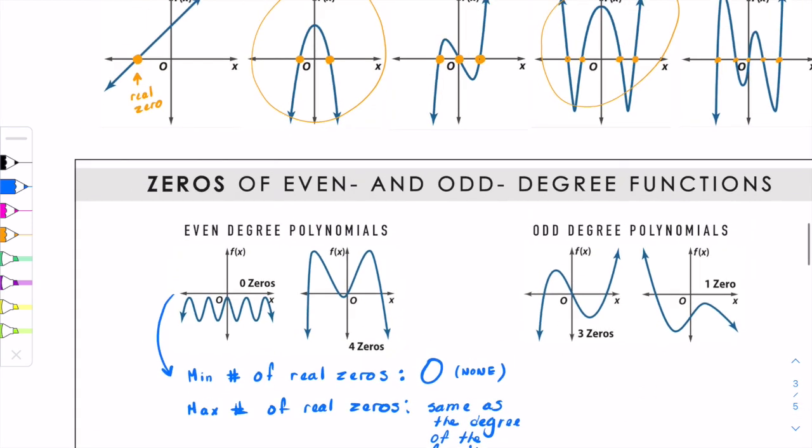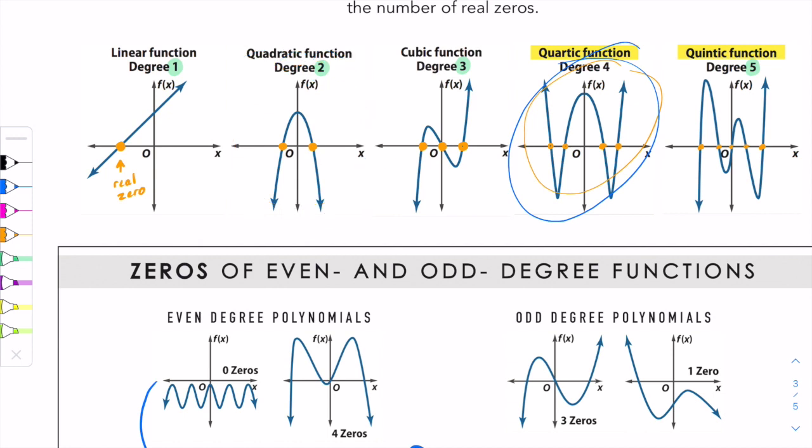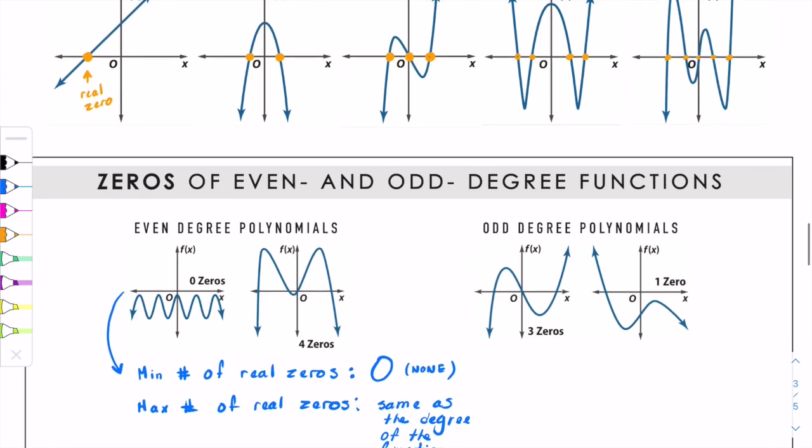For example, if we look at the two I circled, degree 2 and degree 4, you can see that within the degree 2, the graph crosses the x-axis twice, and degree 4, the graph crosses the x-axis 4 times. So that shows you that it's the maximum number of real zeros.